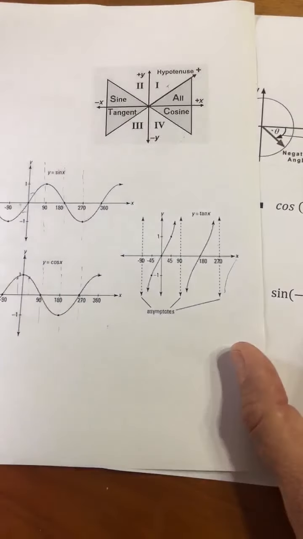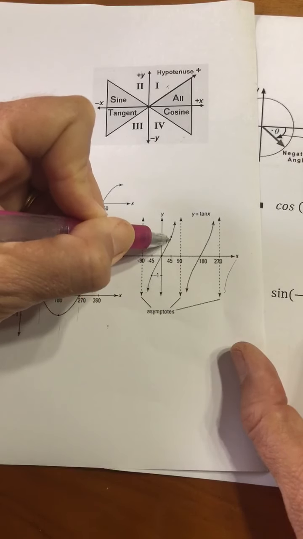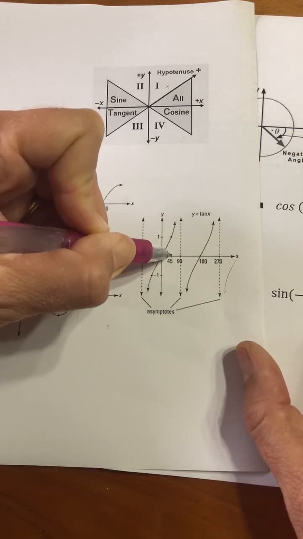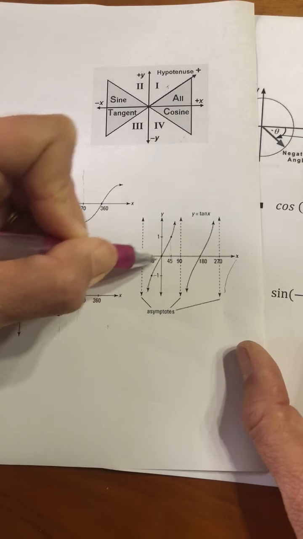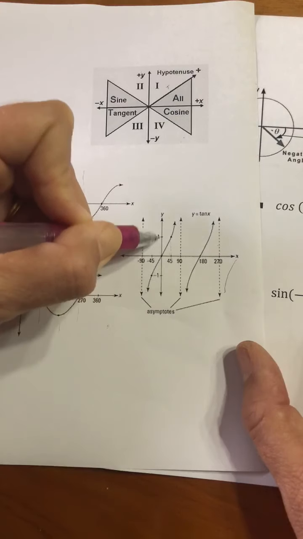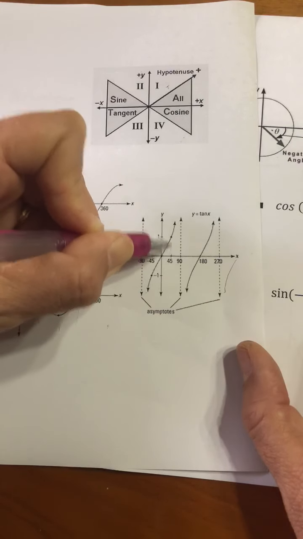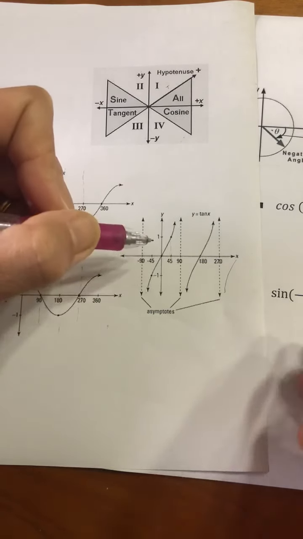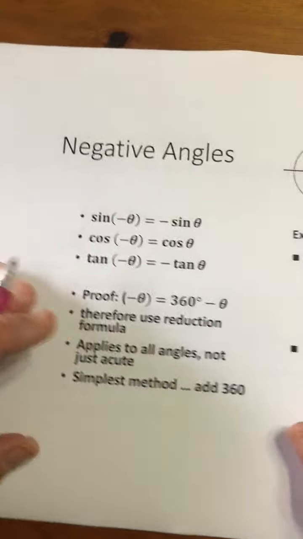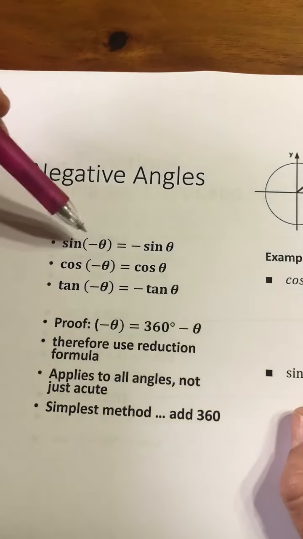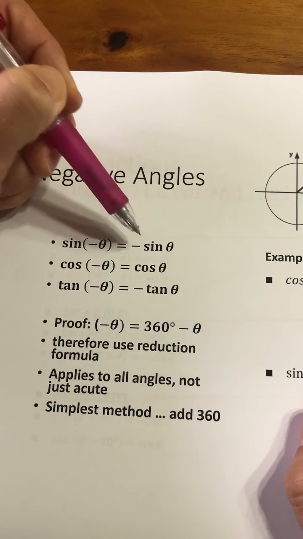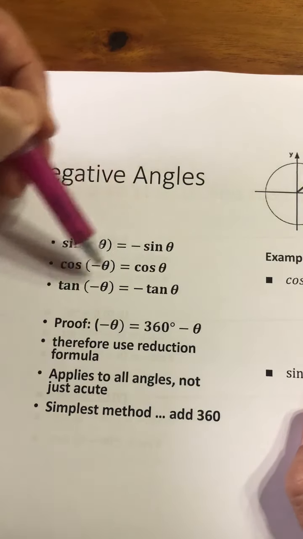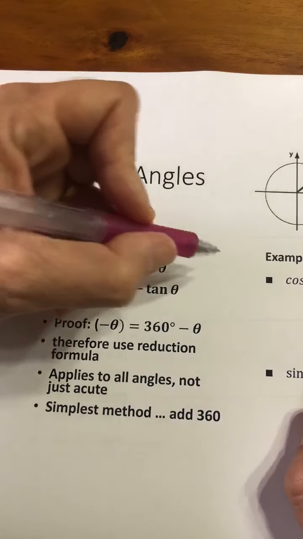Okay, tan, you can see if I go to naught, let's use 45 because it's nice and simple and it's already indicated. If I had a positive 45 and a negative 45, just in terms of symmetry on that axis, the positive theta has the opposite sign to the negative theta. And hence, what this is saying is that sine negative theta is the same as negative sine theta, cos negative theta is cos theta, and tan negative theta is negative tan theta.